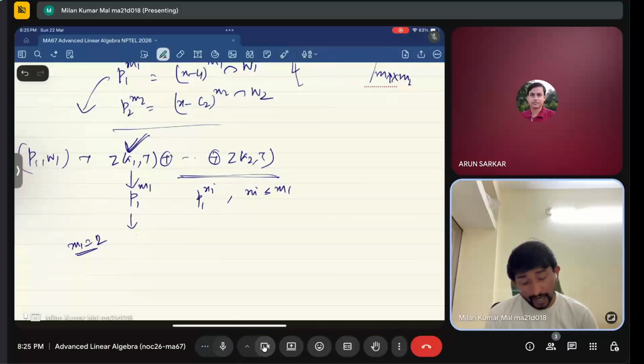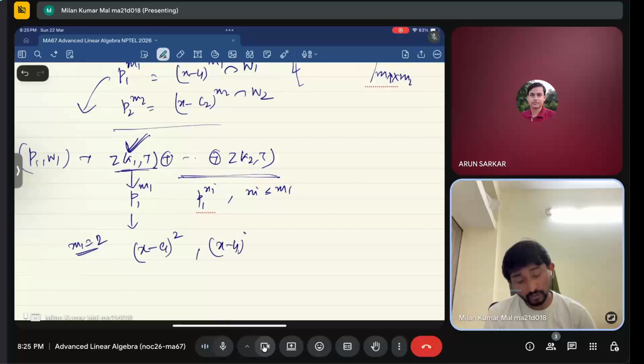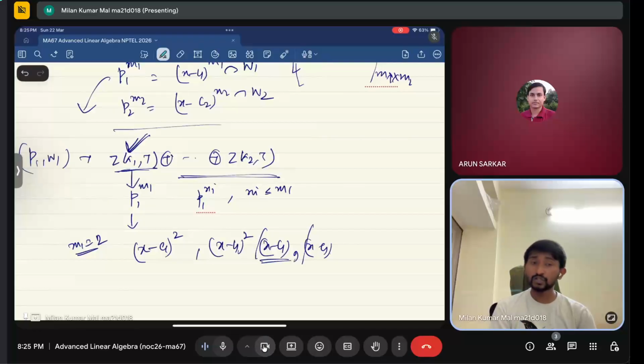That means the first factor corresponding to this will be (x minus C1) to the power 2. The next one will be either (x minus C1) to the power 2 or (x minus C1). If it is x minus C1, then the next one is only possibly x minus C1. There is no other possibility there.